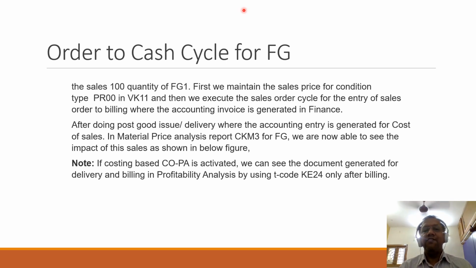Order to cash cycle for the finished goods. The sales quantity of 100 is the quantity of FG1. First, we maintain the sales price for the condition type PR00 in VK11, and then execute the sales order cycle from the sales order to the billing, where the accounting invoice is generated in finance. After doing the post goods issue, delivery, the accounting entry is generated for the cost of sales. In the price analysis, CKM3 for finished goods, we are now able to see the impact of the sales, shown in the figure below.